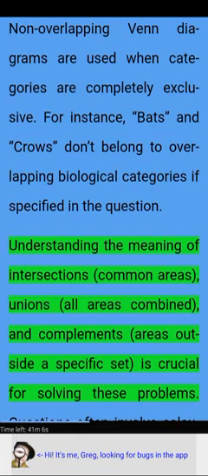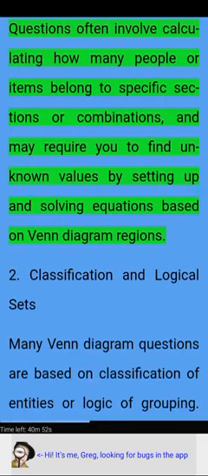Understanding the meaning of intersections, common areas; unions, all areas combined; and complements, areas outside a specific set, is crucial for solving these problems. Questions often involve calculating how many people or items belong to specific sections or combinations, and may require you to find unknown values by setting up and solving equations based on Venn diagram regions.